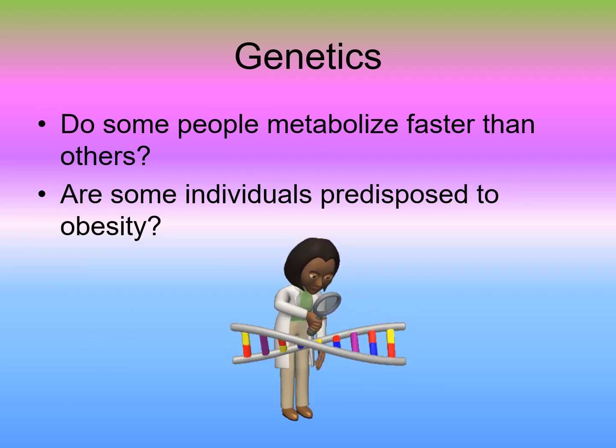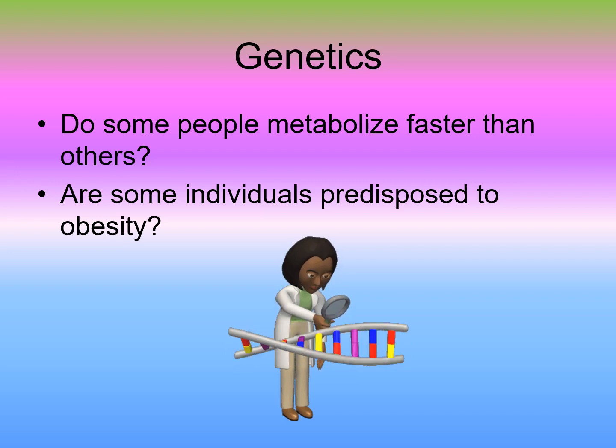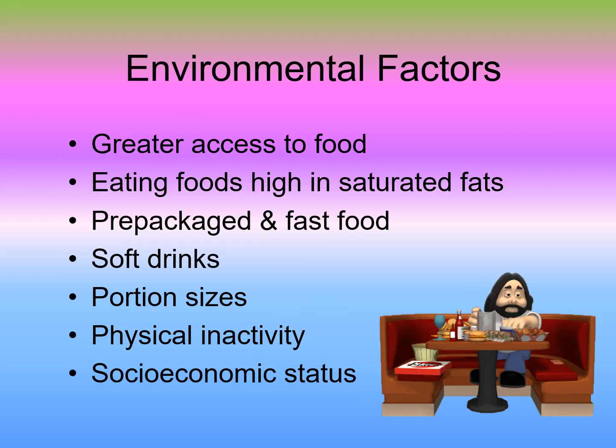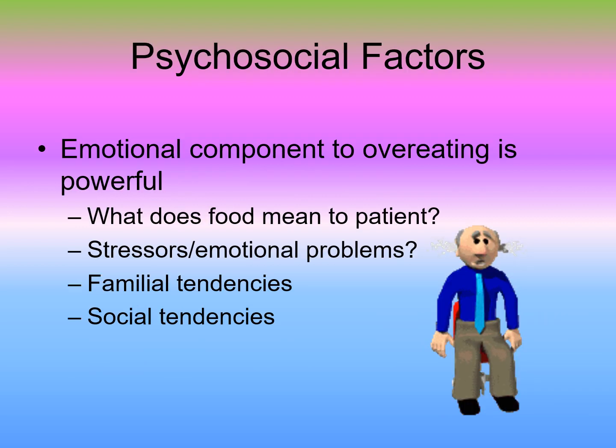So genetics is involved. Some people may be predisposed to obesity. Some people metabolize faster than others, or possibly some people have diseases that make them metabolize faster than others. There are environmental factors, and here are some listed. Psychosocial factors. Again, there is an emotional component to overeating. Stressors, boredom, social tendencies, cultural tendencies.